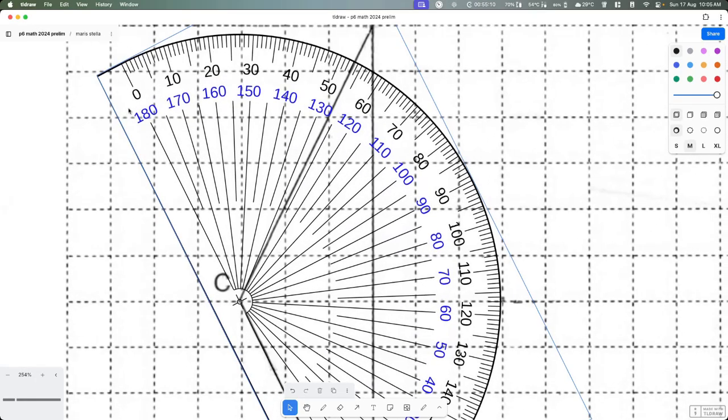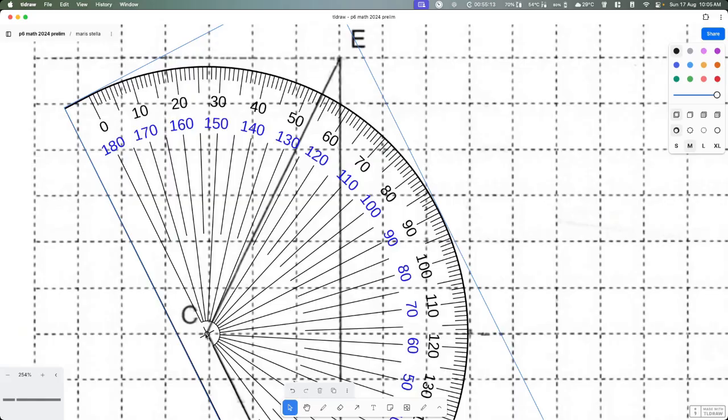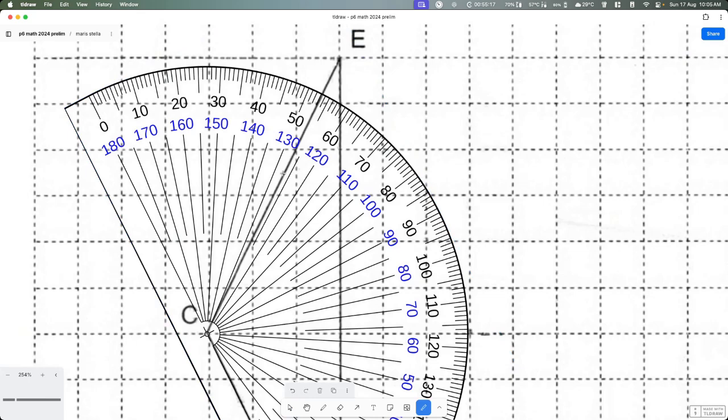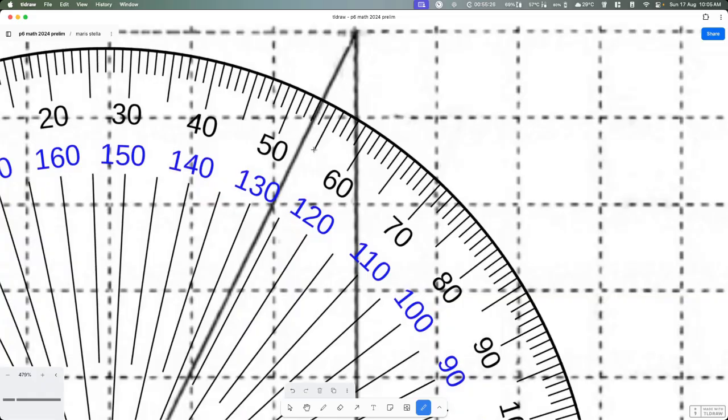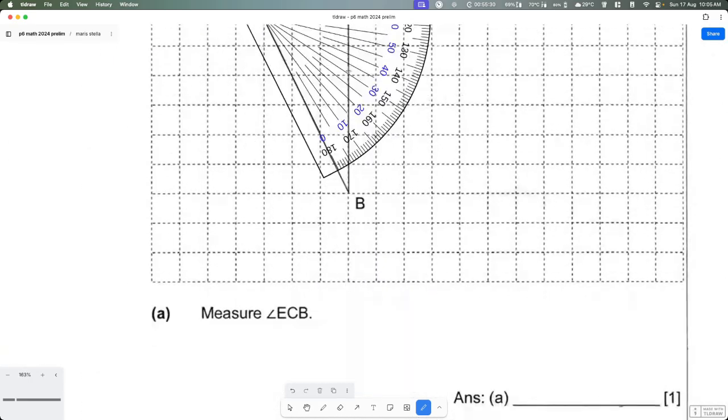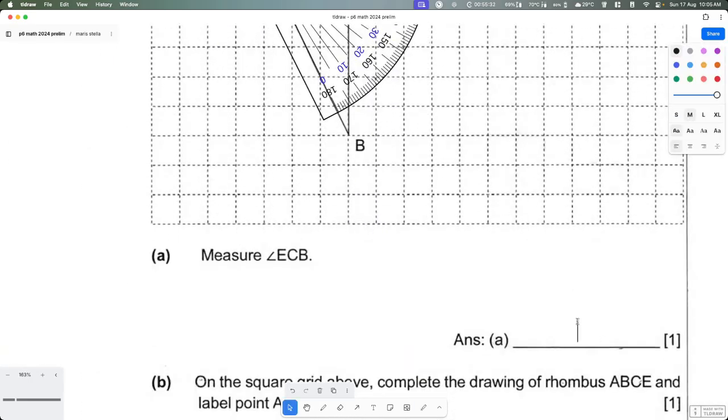So if I were to zoom it in, make sure you align it to the point over here, and then you see that the angle is starting from 0 all the way until 120, in the middle of 120 and 130. And if you zoom in, this is 125, 126, and then 127. So the answer to this question is 127 degrees.